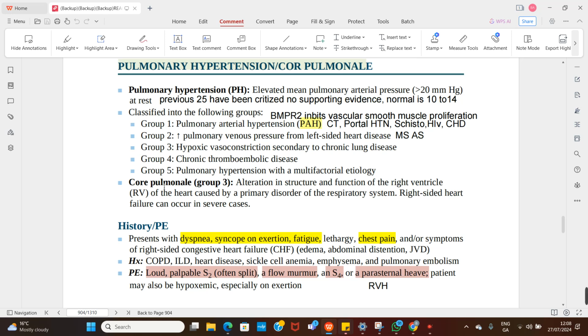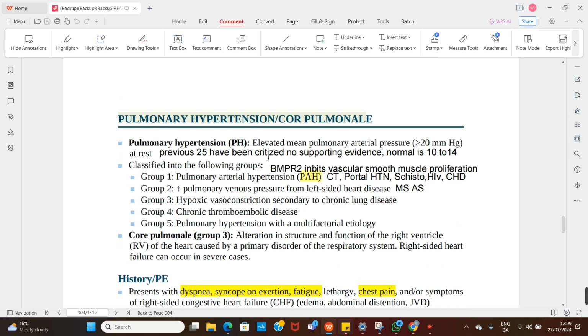So it might not get to the right-sided heart failure, because that's what most people wait for, but something as little as the remodeling, which is the right ventricular hypertrophy, is sufficient for you to make a diagnosis of cor pulmonale, which is usually a problem with group 3, hypoxic vasoconstriction, because that's the one that's related to the lungs. Now, moving on to the history.